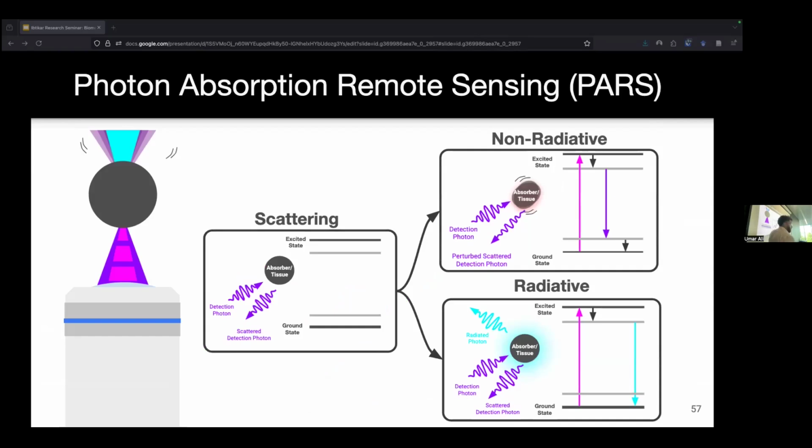From scattering, we can see which areas scatter more. We can look at non-radiative, so we can see, if it's not fluorescing, where's the energy going? And if it is fluorescing, what is it fluorescing at? So these are the three main contrasts, three main ways of differentiating some tissue from another.